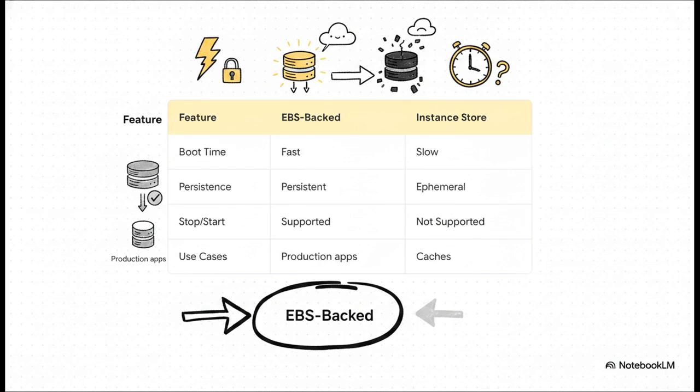Instance store-backed AMIs, though, are ephemeral. If the server crashes or stops, your data is completely wiped out, gone. So you'll really only use those for temporary caches. Honestly, about 99% of the time, you'll be using EBS-backed AMIs.